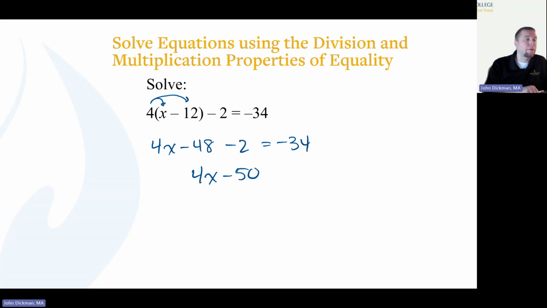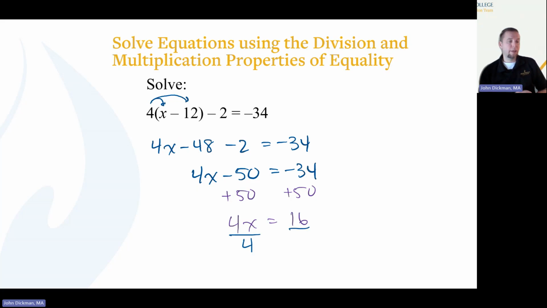So first step here, x is being multiplied by 4, and then 50 is being subtracted from that. We want to do the reverse order of operations to reverse engineer this. So first we're going to add 50. And -34 plus 50 is going to give me 16. And then to get x totally by itself, I'm going to divide by 4 to undo the multiplying by 4. And that's going to give me x equals 4.